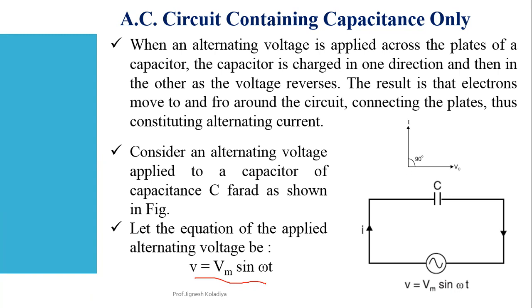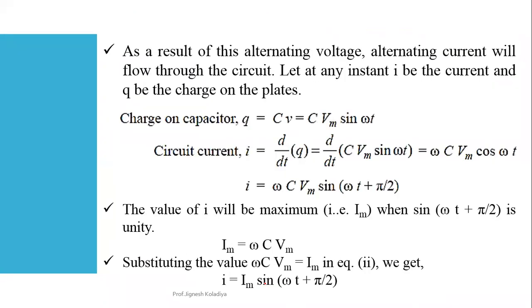And what about current? Is there any relation between current and capacitor? Definitely, we know this: Q is equal to C into V. The charge on the capacitor is given by Q equal to C into V, where V is equal to Vm sine omega t. But I want the relation between current and voltage, right?